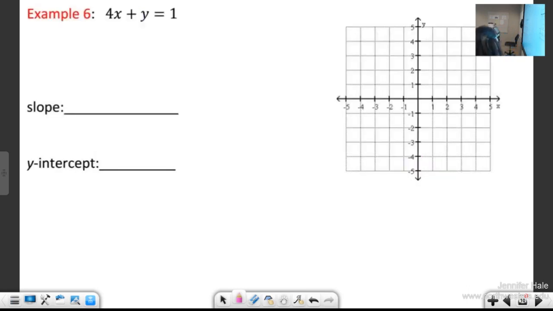What's wrong with number 6? Y is not by itself, okay? So we got to make that happen. We got to get the y by itself. What's over there with the y? 4x. And I need to move it across the equal mark. What happens when I pick up that positive 4x and move it across the equal mark? Good. If it's positive on this side, when you move it across, it goes negative.